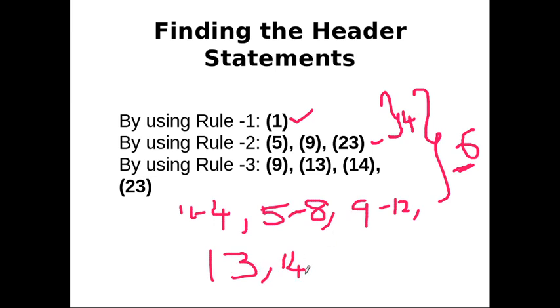Next one is 14. 14 to, the next leader is 23, and 23 minus 1 is 22. And the next one, 23 to the last statement, because there is no next leader. So these are the basic blocks we are getting. 1 to 4 is the first, 5 to 8 is the second, 9 to 12 is the third, 13 itself is the fourth, 14 to 22 is the fifth, and 23 to last is the sixth one.